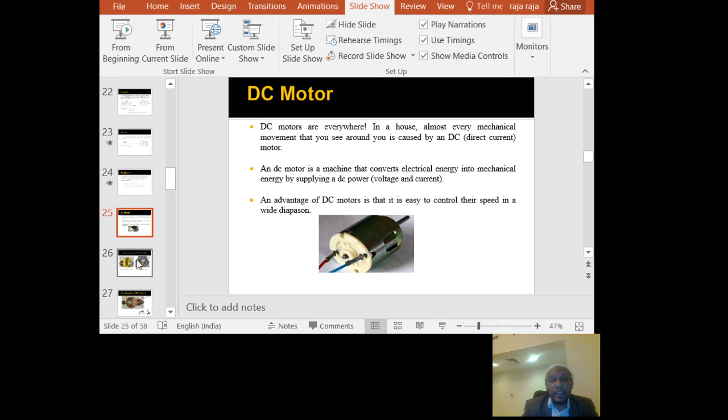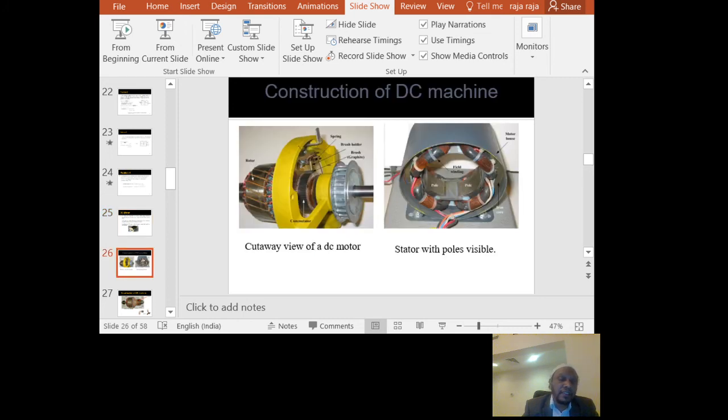Okay, and the next one, internal structure, cut view of the DC motor. So this is a real motor. If you go to a repair shop, or in your home, if any motor is not working, you can open the cover and see the cut view. In the cut view, what components can we see here? Brush, spring, coil, and the shaft, and everything we can see from here.